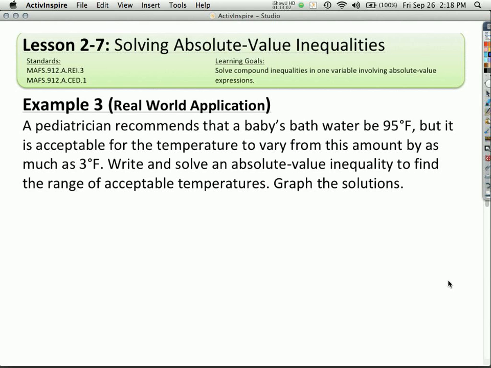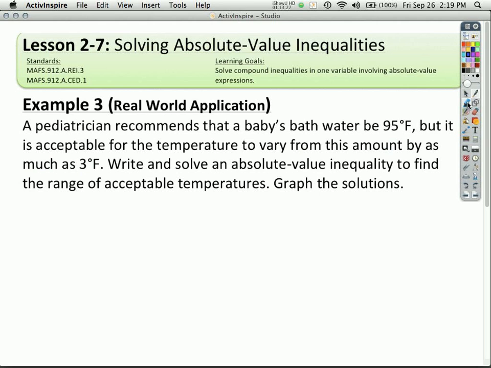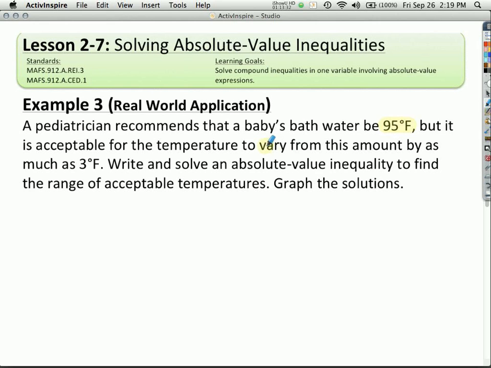When I had my first child, we were advised by my child's pediatrician to get it between 93 and 97 degrees. So the pediatrician in this story is saying that we would like it to be 95 degrees exactly, but we can vary from this as much as 3 degrees. So let's focus on a couple of things to start with.